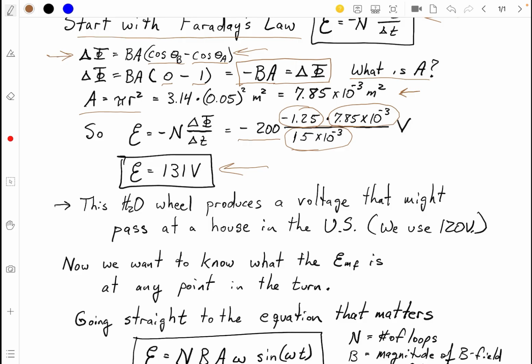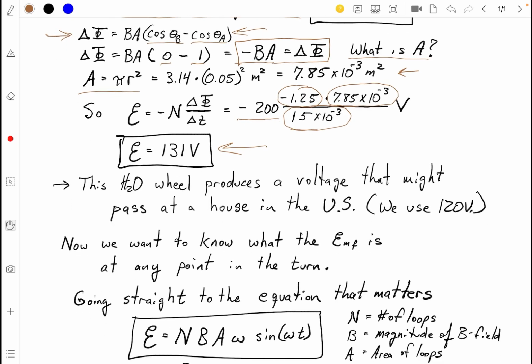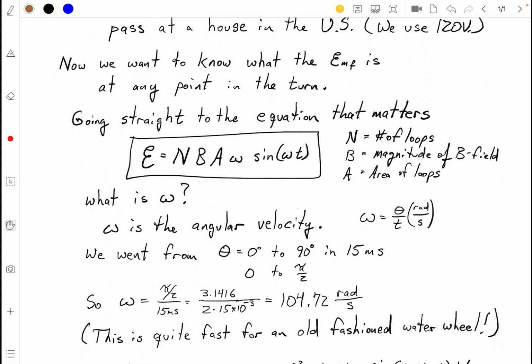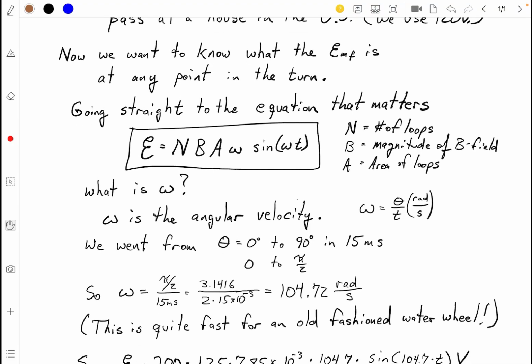But I want to know, what is the EMF at any point in the turn, right? Not just from 0 to pi over 2, to 90 degrees. I want to know any part of the turn. So I am skipping how we get this. If you want to learn about how this equation comes about, please read the book. And I'm not skipping it for any reason other than I think the takeaway is all you really need. Okay?